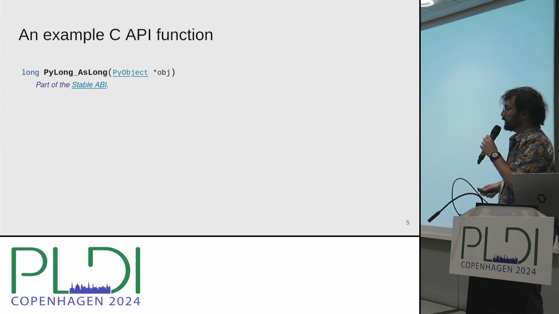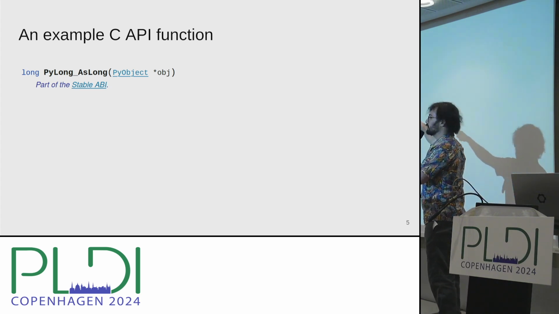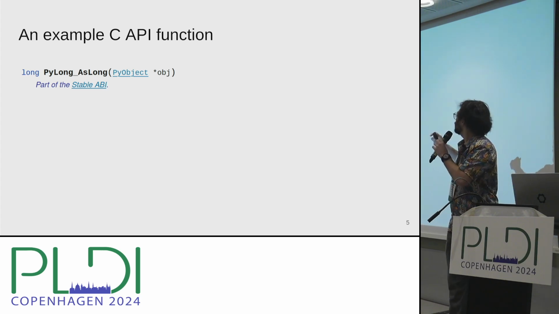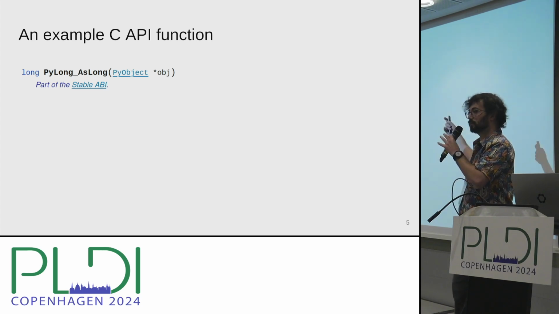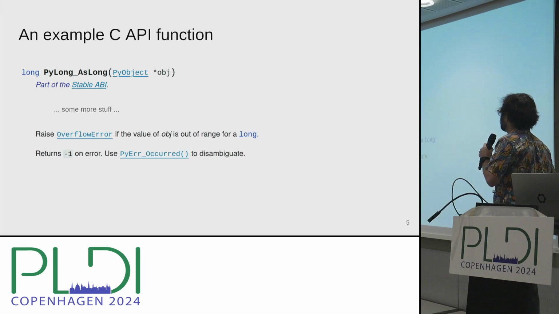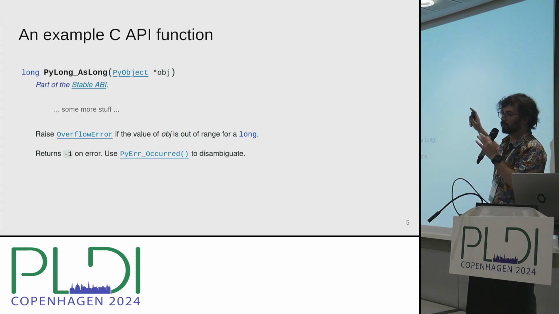So let's take a look at an example C API function. This is PyLong_AsLong. This takes a PyObject star, which is the Python heap object, and it converts it to a C long. So you call this when you have an object and you want to unbox it. And there's some documentation for it. Part of the contract for this function is it'll raise an exception if it's too big, or if it's not an int, or some other error happens. It'll return -1. It'll write something to the thread local storage, and then you have to read from the thread local storage to disambiguate if your thing was actually -1, or if you got an exception.